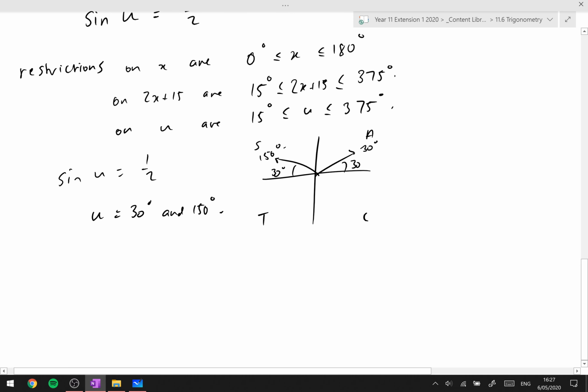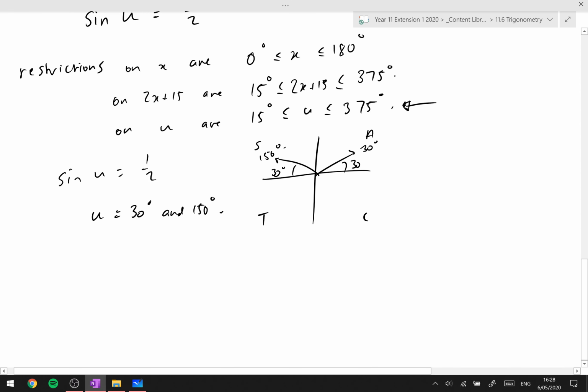Now, continuing on with these ones, we are next going to reapply our restriction. So if u is equal to 30 degrees and 150 degrees, well, when is sine of 2x plus 15 equal to a half? Remembering that we need to effectively redo what we've done. Before we continue, we need to go back and look at our restriction, because remember, in this case it doesn't matter as much, but we always need to look back over here and just make sure that we don't have any other possible answers.